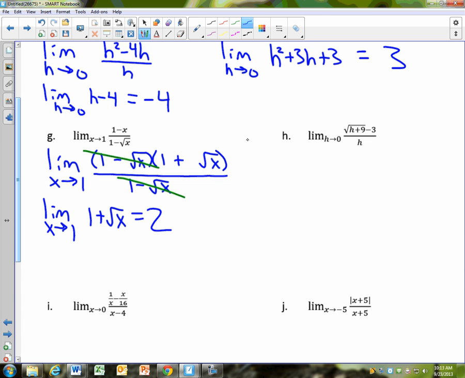Okay, so we're going to spend a lot of time with a square root. Well, this is a good idea, but let me show you something real quick.